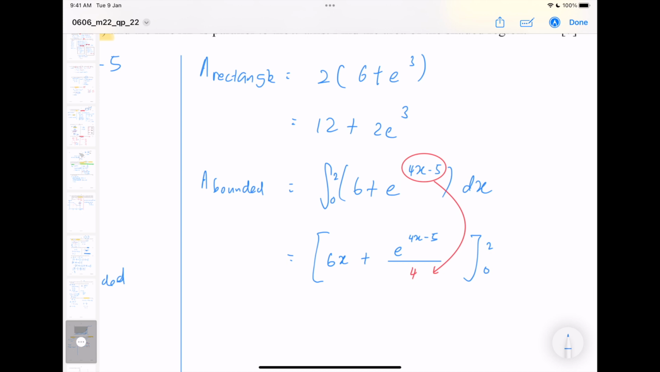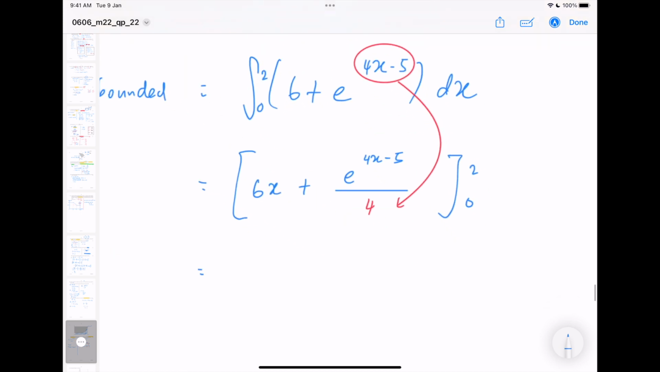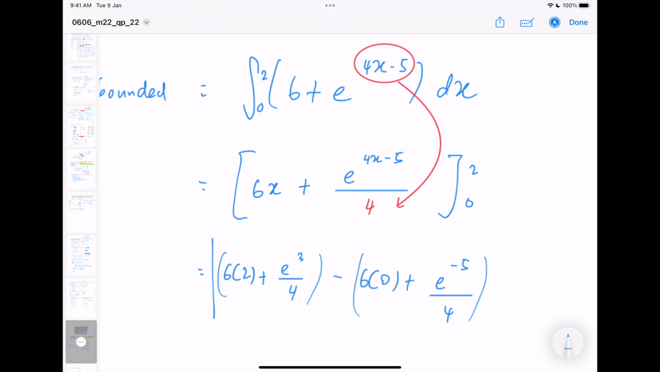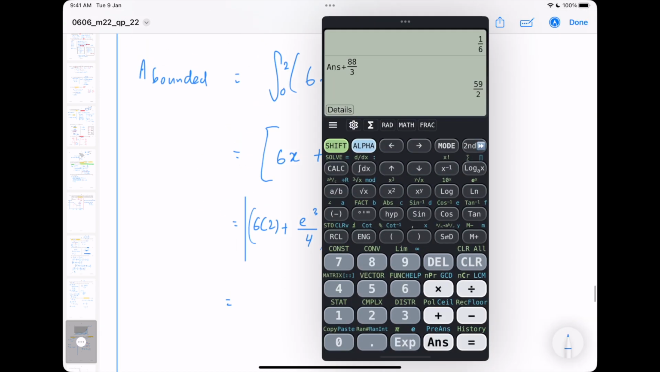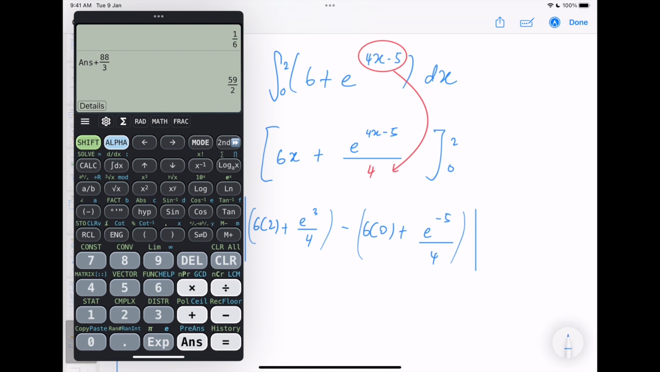Okay, let's get the area. Same thing as the previous question, just substitute numbers in. 6 times 2 plus e to the 3 divided by 4, modulus, minus the other thing, which is 6 times 0 plus e to the minus 5 over 4. And this answer will always be positive. Okay, let us type it in.